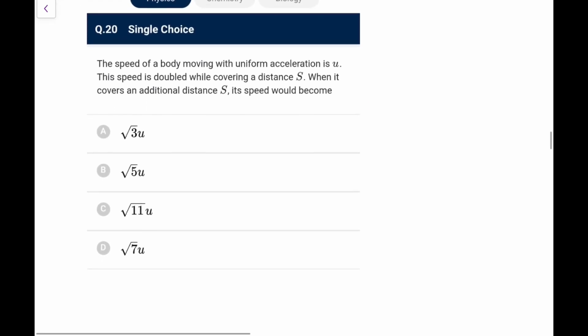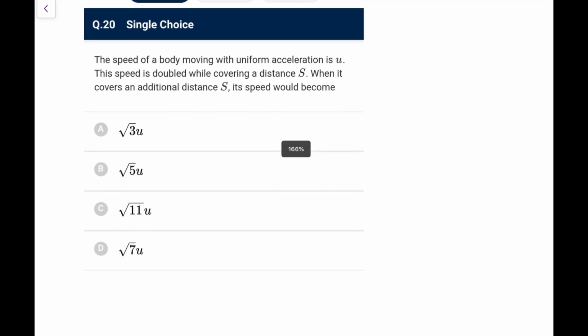Next one, the speed of a body moving with uniform acceleration is u. The speed is doubled while covering a distance s. When it covers an additional distance s, its speed would become, so what we can say, because acceleration is constant, for the first distance s, time would be more, for the next distance it would be lesser. So in the first it doubles, that means it changes by u. In the second the change would be less than u, so it would be less than 3u. So less than 3u, we are left with 3 options. So let's apply the equation.